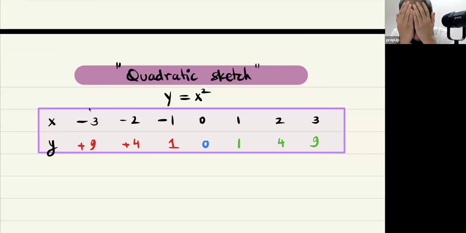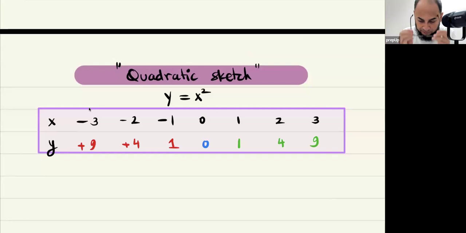Now what do you observe? You observe that when x is 0, y is 0. When x is positive, y is positive, the green values. The red values, when x is negative, y values are again positive. That means this graph can become 0, this graph can become positive, but it can never be negative.